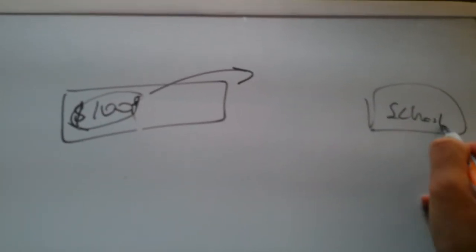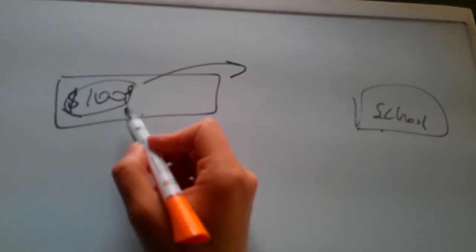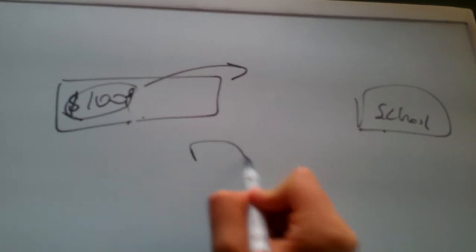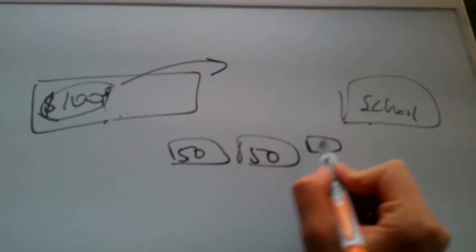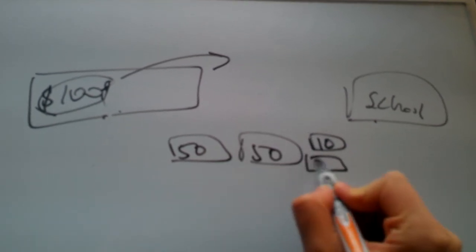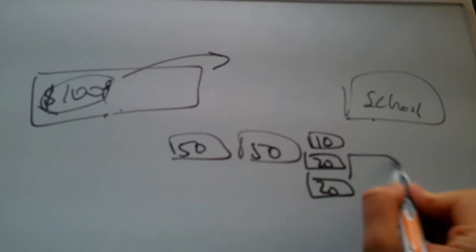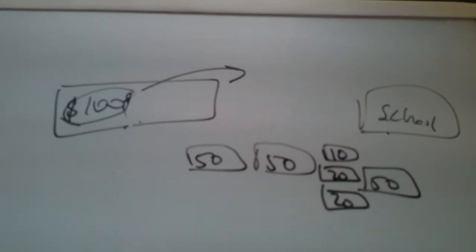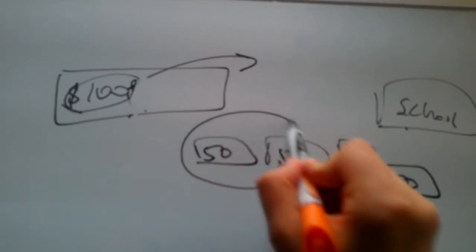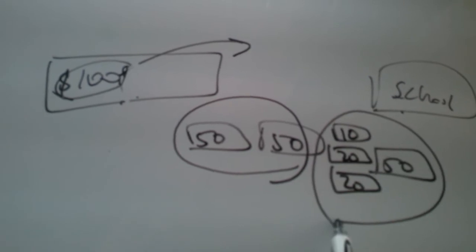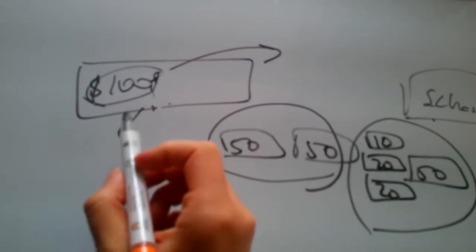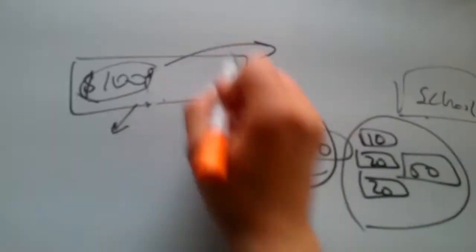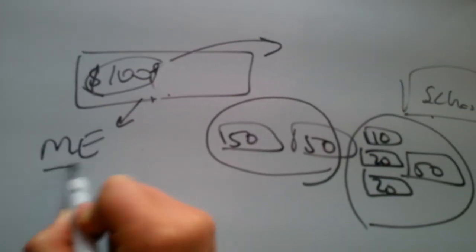So here is school, and on my way to school, I start breaking this $100 bill into smaller bills, like maybe 50-50, and then break this into 10s and like two 20s and like a 50 and whatnot. But at the same time, I still have the $100 in my pocket. The analogy is basically between the whole money and the whole mechanical energy.